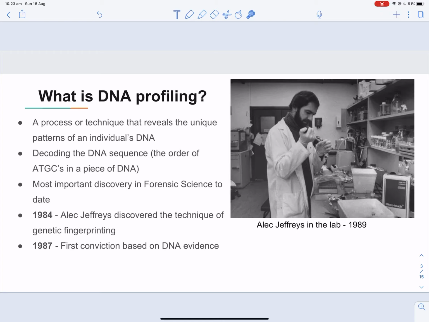And so this process has been the most important discovery in forensic science to date, and it was discovered in 1984 by Alec Jeffreys, who discovered this technique, which we call genetic fingerprinting, so working out the order of those nucleotide sequences. And in 1987, it was first used to convict a criminal in a crime. So this is Alec Jeffreys here in the lab, 1989.